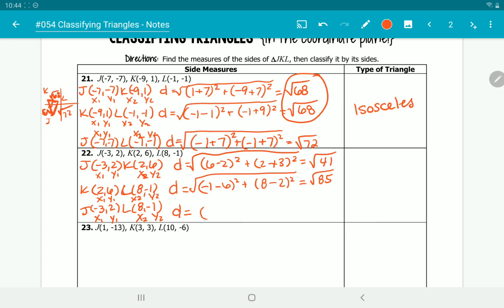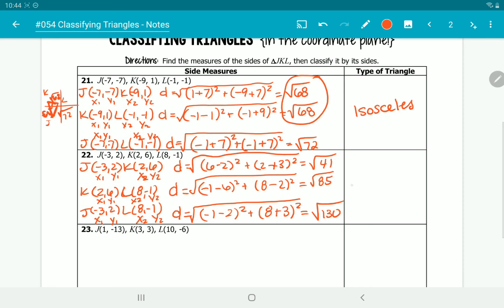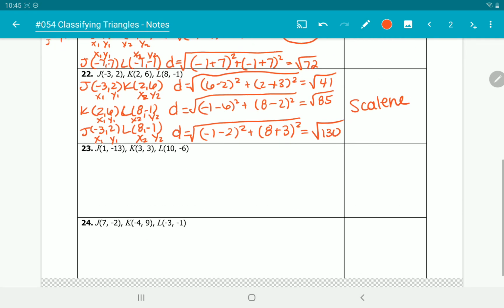So you don't have to actually put the square root into the calculator. Okay? And again, y2 minus y1, negative 1, minus 2. x2 minus x1, 8, minus negative 3, so plus 3, squared. Put what's underneath the square root into the calculator. You'll get 130. Just put that in underneath the square root. Not any of those are the same. Okay? So since none of those three are the same, we are going to say that this is a scalene triangle, since this is the lengths of the sides.